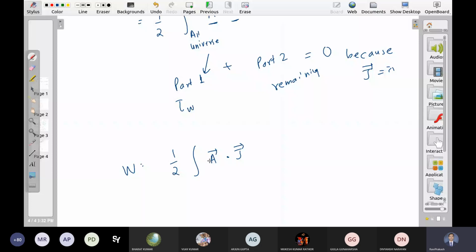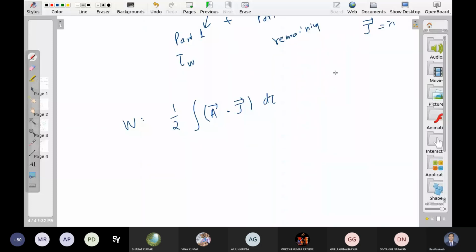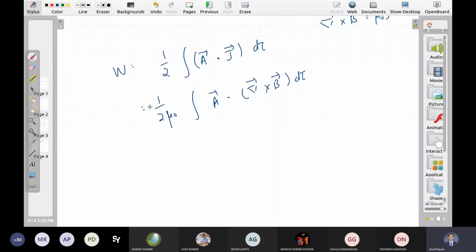Now what is J? J को भी लिखिए, del cross B is mu naught J, right? So what is J? W is half mu naught integral of vector A dot del cross B d tau. Now A dot del cross B, can we simplify it further? क्या इसको simplify किया जा सकता है? I think we can simplify.